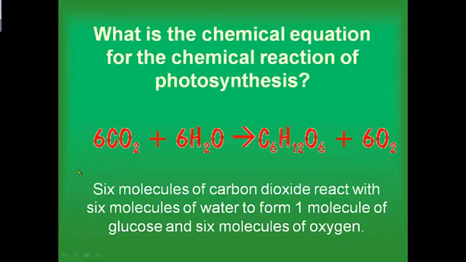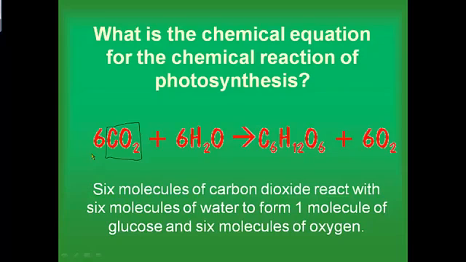Now this is the chemical equation for photosynthesis. A chemical equation uses symbols to represent all the different parts that go into the chemical reaction and all the different parts that come out of the chemical reaction. So here, remember we talked about this. This is the chemical symbol for carbon dioxide.